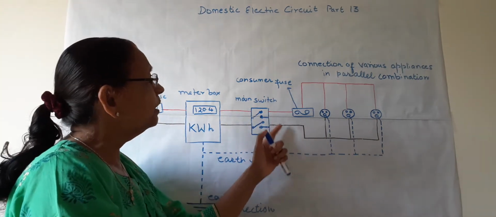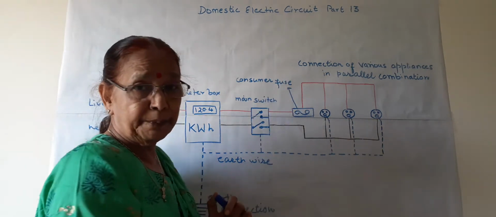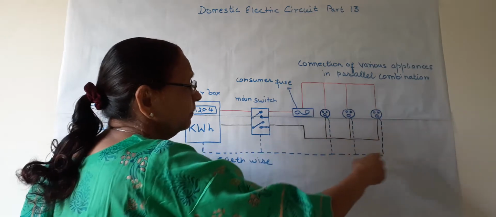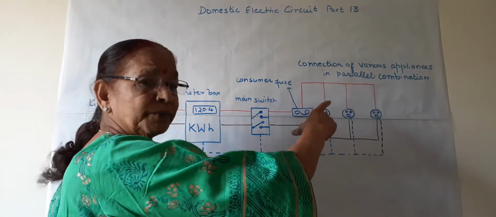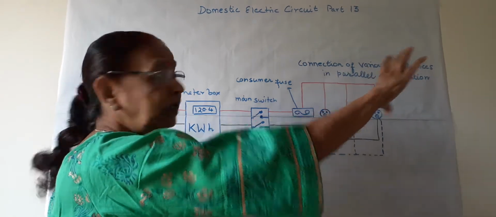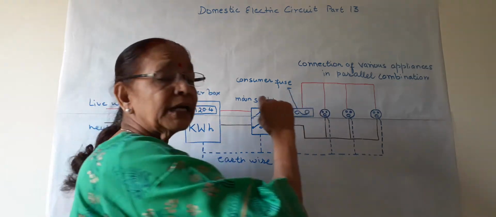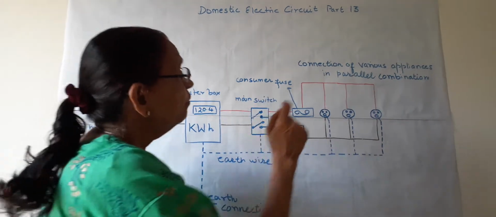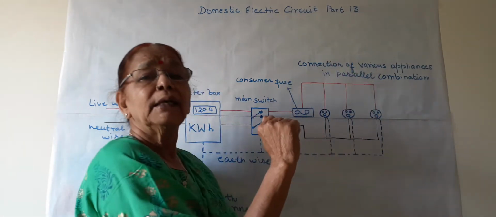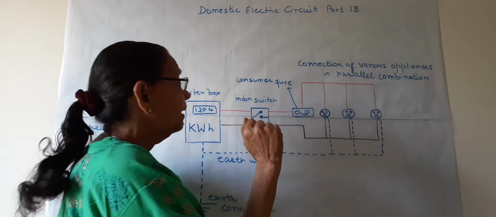After this main switch, the two wires have separate paths. Now this is the connection of various appliances in different rooms of our house. In our house, the different connections are in parallel combination. This is one of the most important things, that in households the connections are parallel.